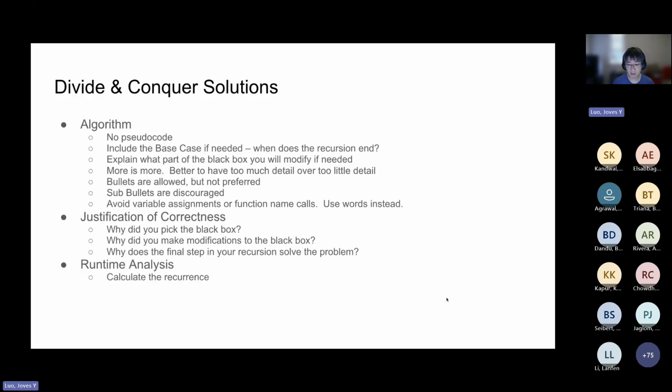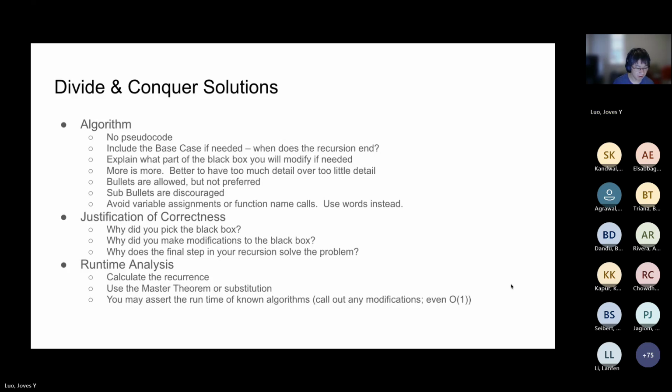You can also calculate the recurrence using the master theorem. There are lectures about the master theorem. It's also in the book. Make sure you understand it, and then you can just tell us how the parts of the master theorem are counted, and then you just solve for the master theorem. You don't have to go through the math and tell us how the master theorem is solved. You just have to tell us why a, b, and d are set the way they are, and that's one easy way to give us your runtime. Again, you can assert the runtime of known algorithms, call out modifications, even if it's all one.